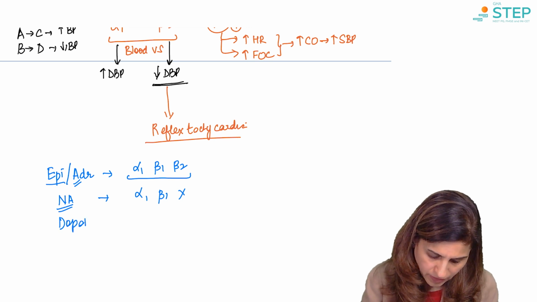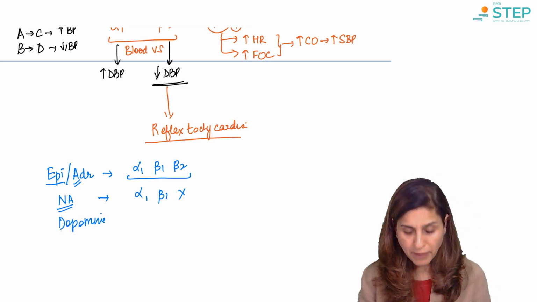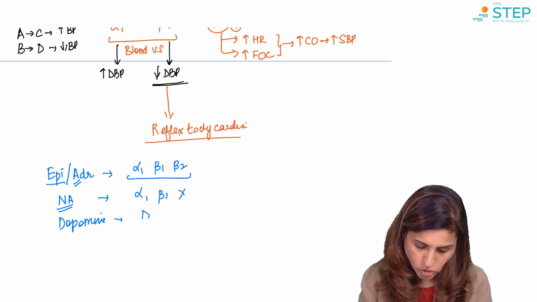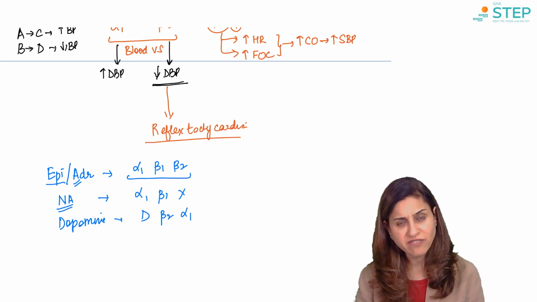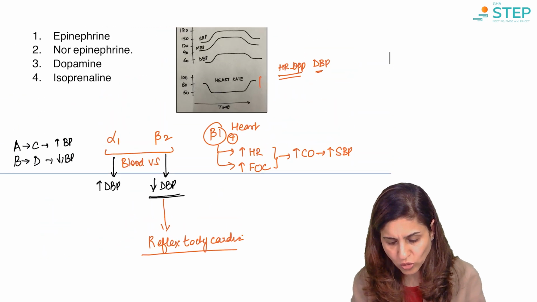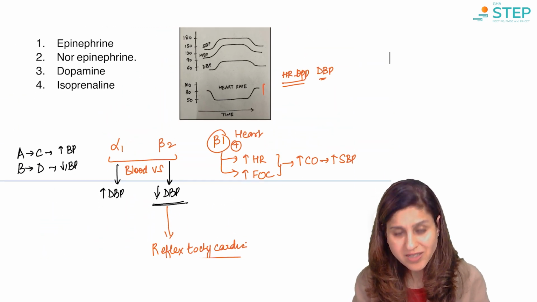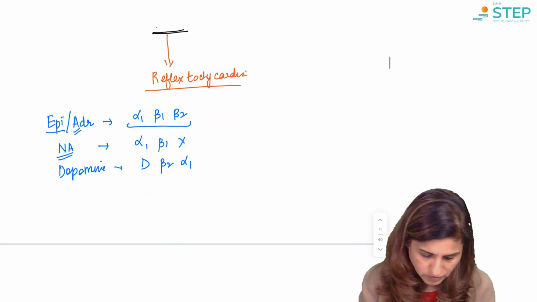Dopamine has dose dependent effects. First it affects the dopamine receptors. You go a little higher, it will act on the beta 2 receptors. Go a little higher, it will act on the alpha 1. So here in this, there is no dopamine effect being shown, so you can straight away cross out that option.